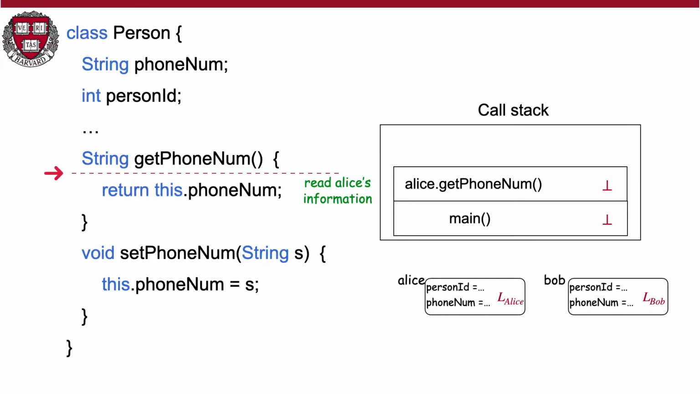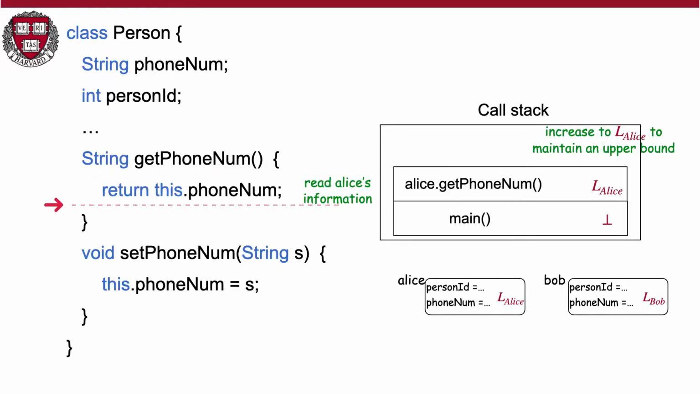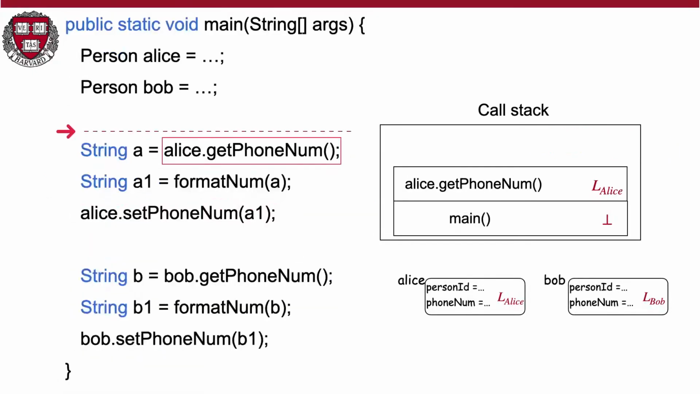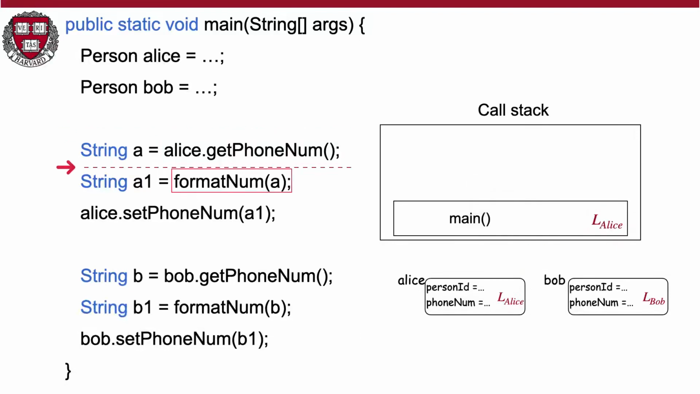The method accesses the field of object Alice. Reading a field of object Alice means information with label LAlice flows into the container. The context label increases to LAlice to maintain an upper bound. Then the callee container finishes execution and returns to the caller. After the callee finishes, its return value flows back to the caller. Then its context label increases from bottom to LAlice to maintain an upper bound.